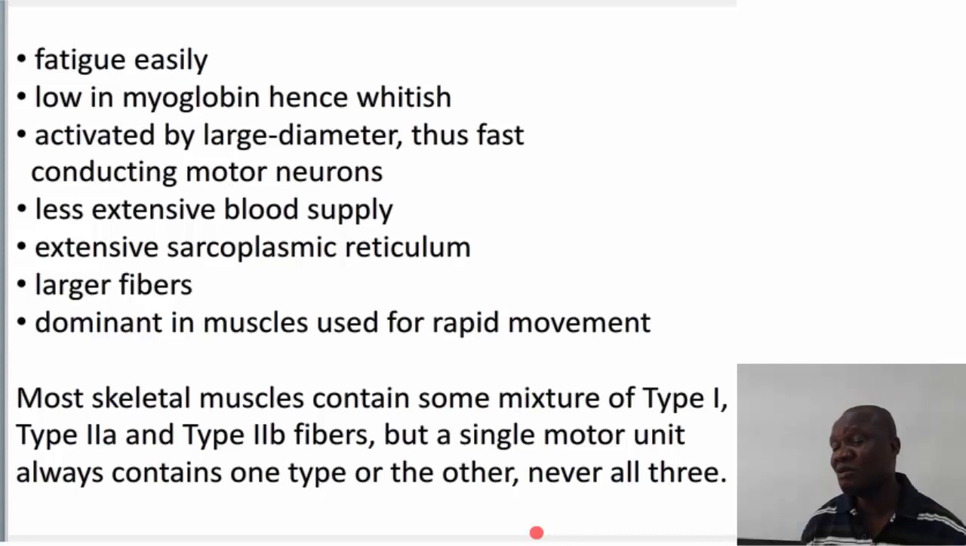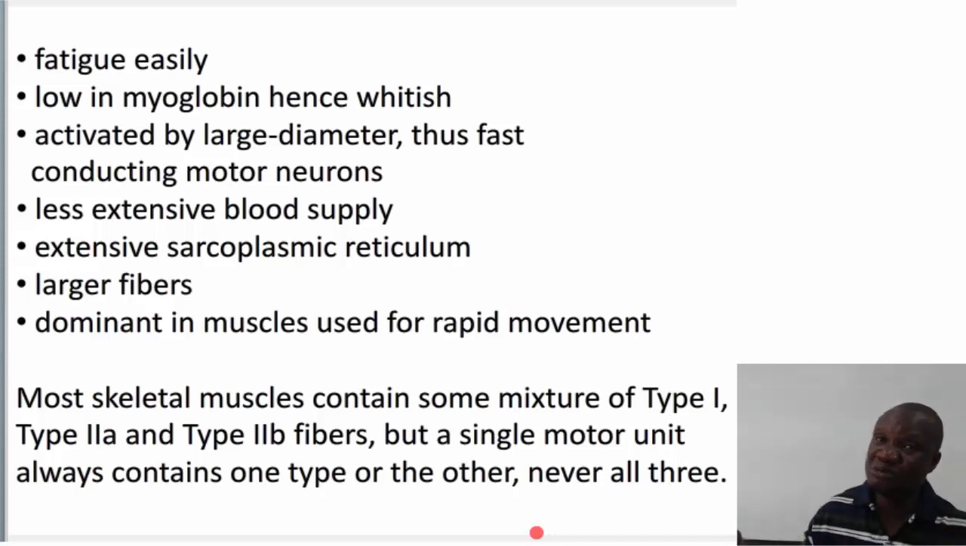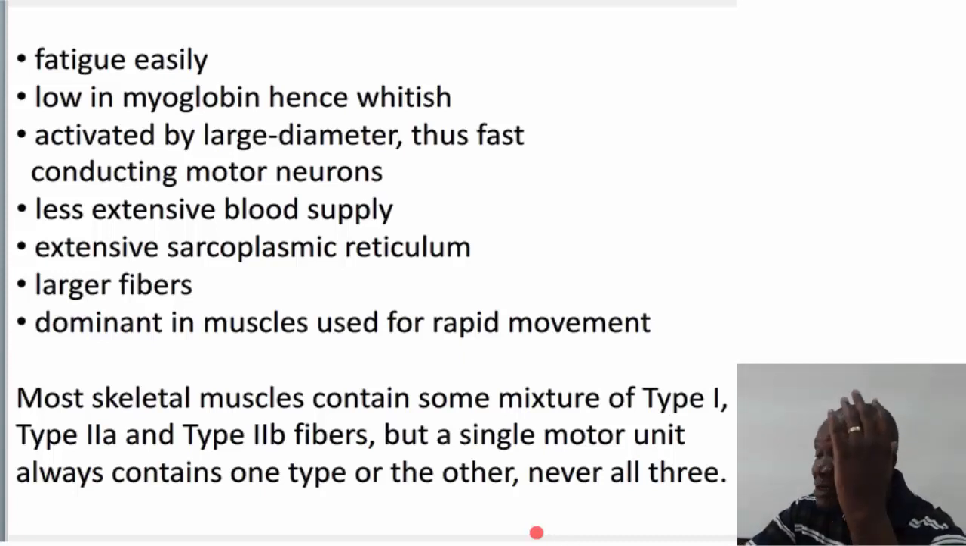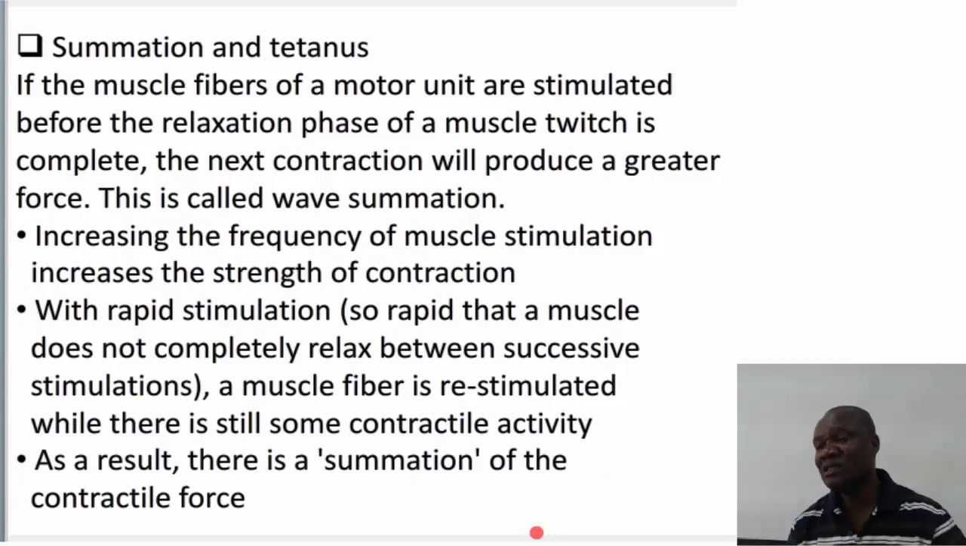But a single motor unit always contains one type or the other, never all three. So if we take a single motor unit, it will contain only type 1 or only type 2A or only type 2B fibers. Now we look at summation and tetanus.